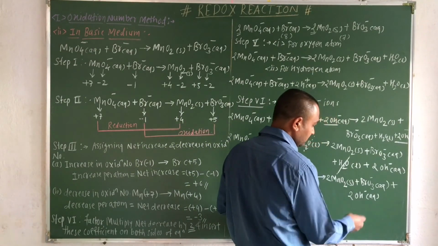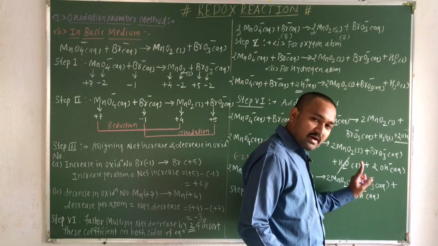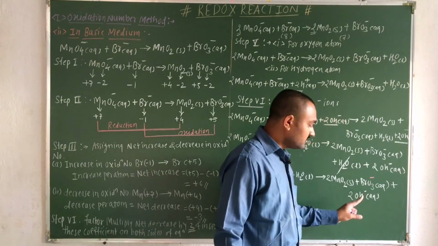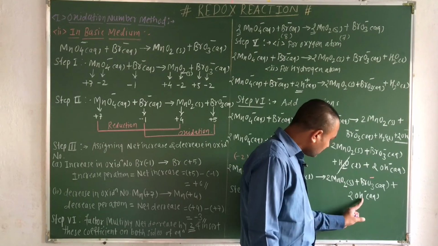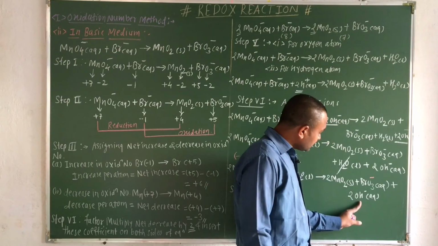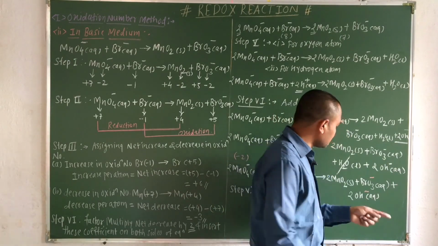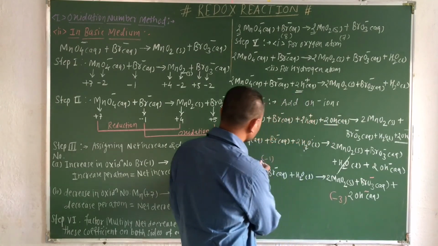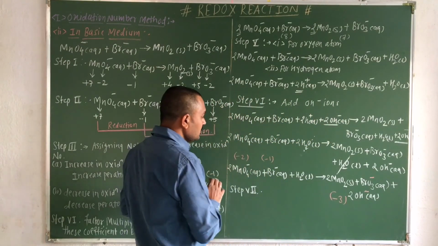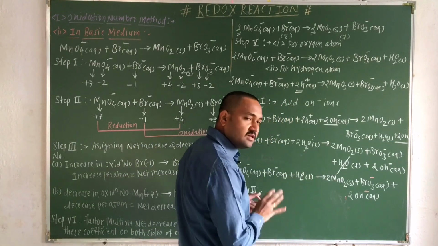Let us find out for the right hand side. Here BrO3 minus will have a minus 1 charge, only one ion, therefore minus 1 charge. And for 2 OH minus ions, for 1 OH minus ion there is minus 1 charge, for 2 OH minus ions there will be minus 2 charge. Minus 1 minus 2 will be equal to minus 3, and the left side is also equal to minus 3. So this reaction is balanced with respect to all atoms and the charges.